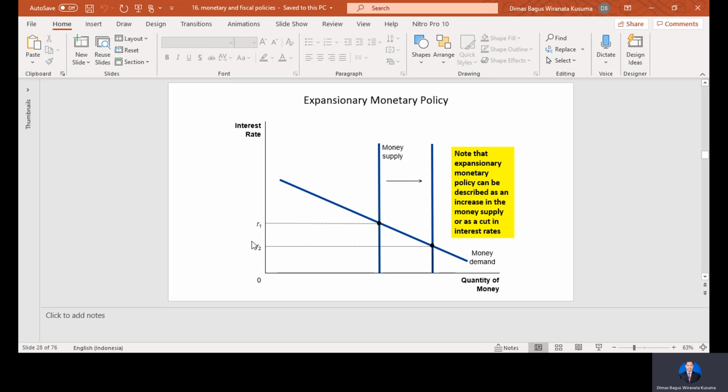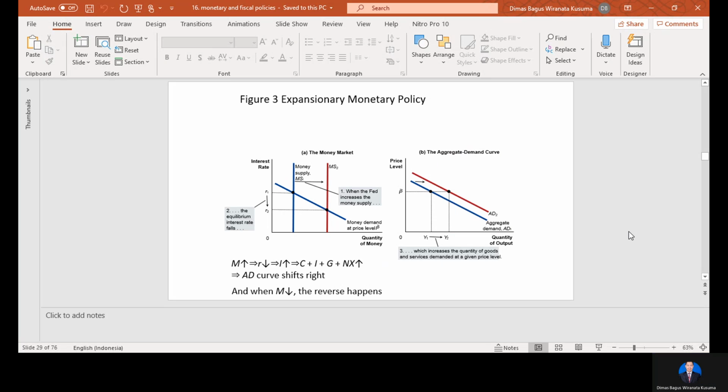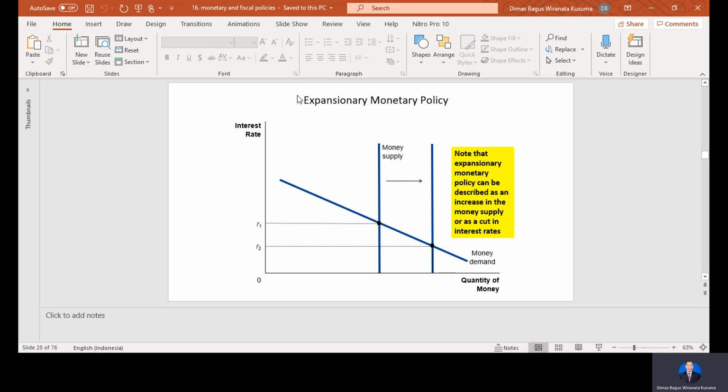Because the interest rate falls, it will make the demand for money increase. So the quantity of money demanded increases from this point to this point. And this condition is called expansionary monetary policy because the central bank adds more money supply into the economy.